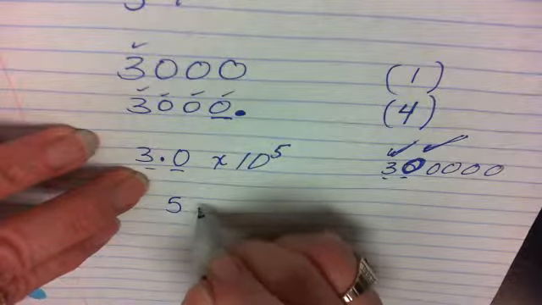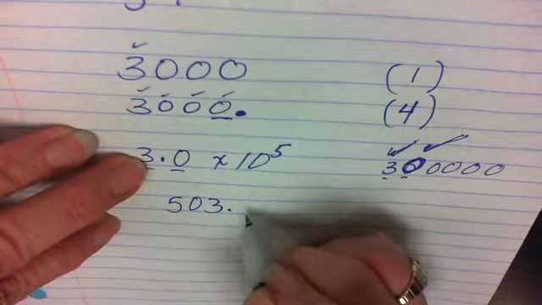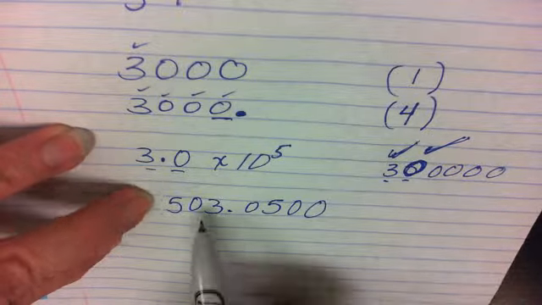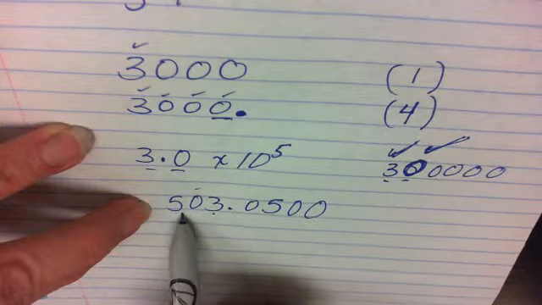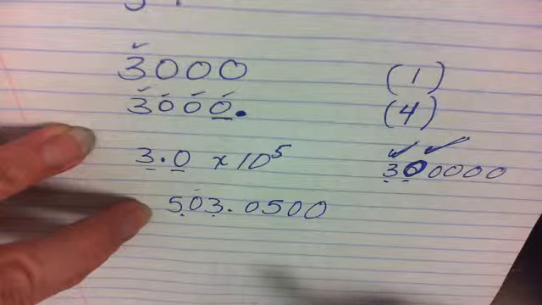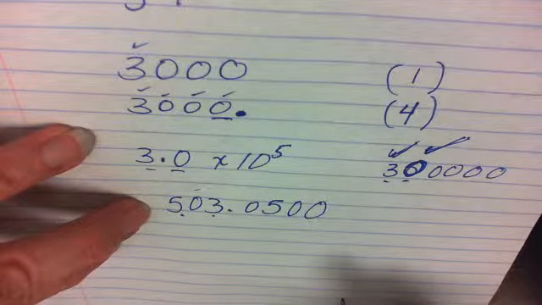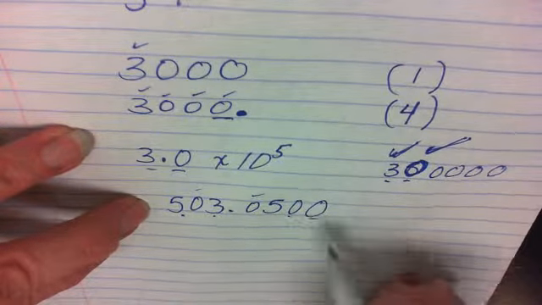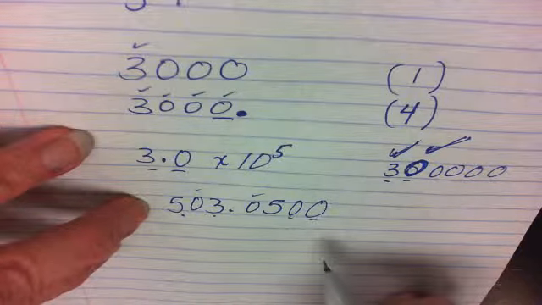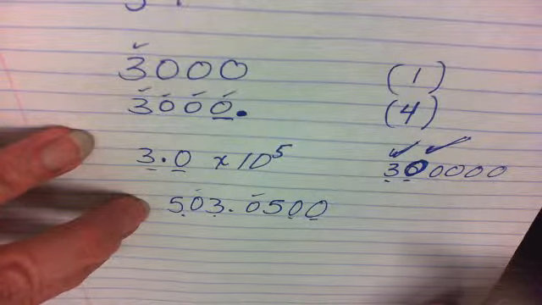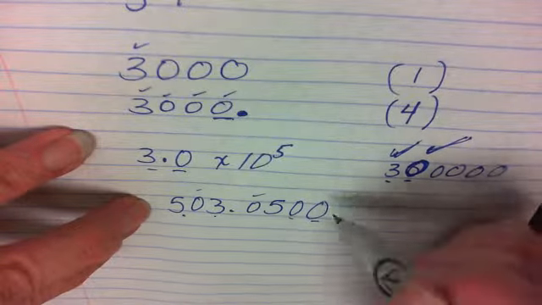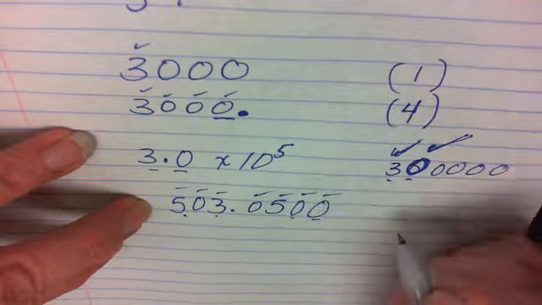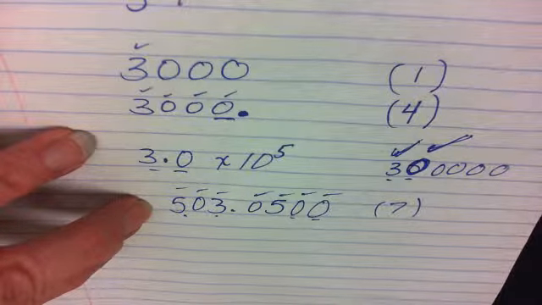Okay, let's look at 503.0500. This 0 is significant because it's between significant non-zero numbers. This 0 is significant for the same reason. These zeros are significant because they're the last digits behind the decimal. So we've got 1, 2, 3, 4, 5, 6, 7 significant figures here.